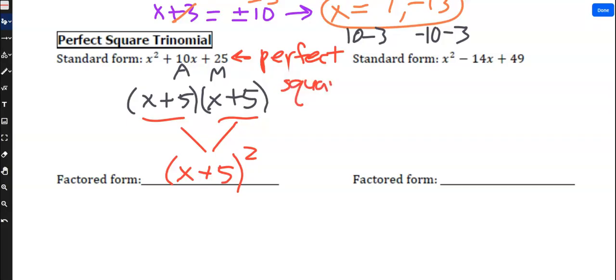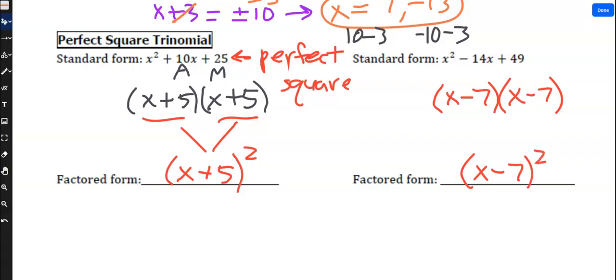It just happens to be the perfect square of a binomial, and since it's got 3 terms, we call it a perfect square trinomial. So what's this one going to factor into? X minus 7, which is x minus 7 squared.